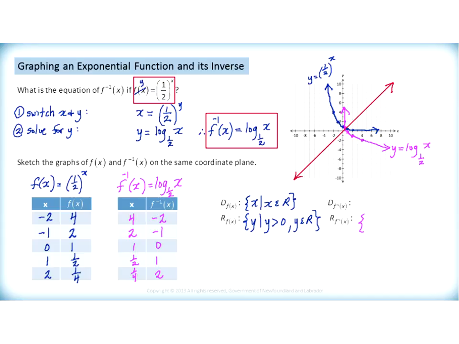So the range of the inverse function are all values of y belonging to the set of real numbers. And the range of the original function becomes the domain of the inverse function. So here, the domain of the inverse function will be all values of x that are greater than 0, and x belongs to the set of real numbers. That's why we make the switch with x and y. So the domain of the original function becomes the range of the inverse, and the range of the original function becomes the domain of the inverse.